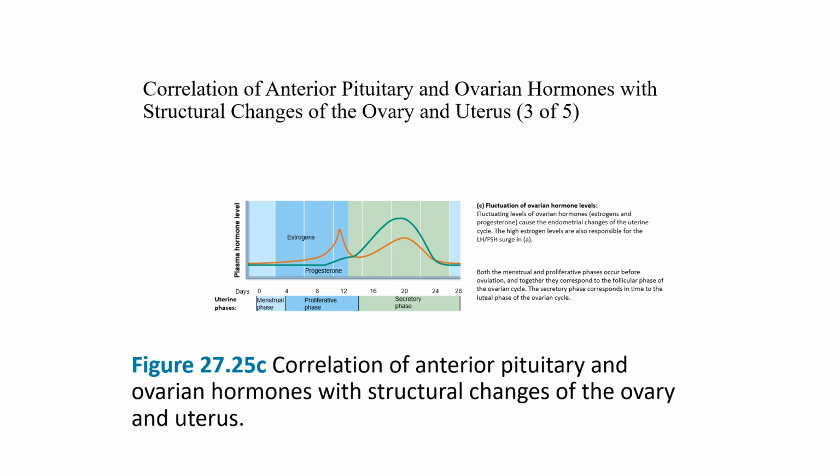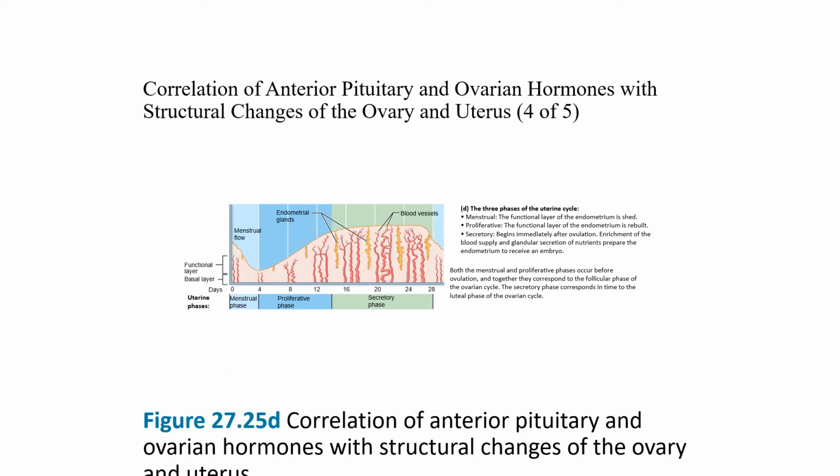We need for the ova to mature and ovulate, and then we need the endometrium to be nice and juicy and ready to receive the embryo. And so this is what's taking place. Remember that LH and FSH are low during the secretory phase, right? They peak during the proliferative phase, right before and at ovulation.